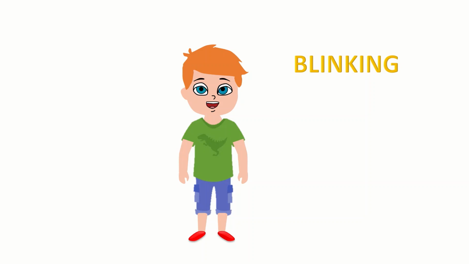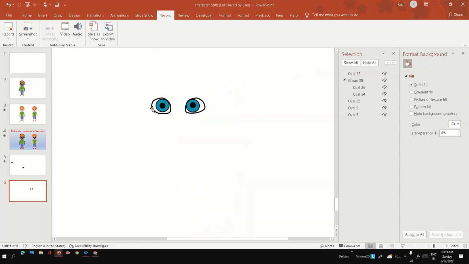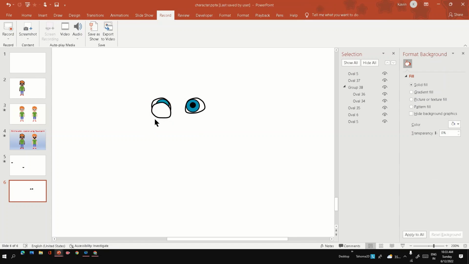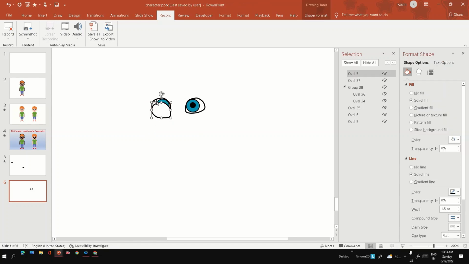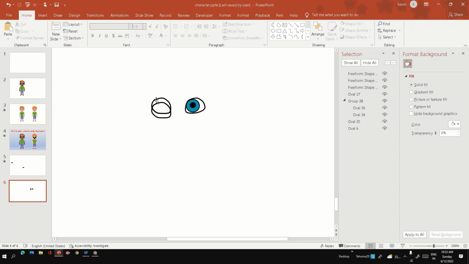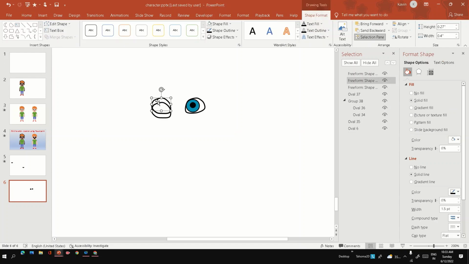Next, we will see the blinking animation. These are the eyes from our character. To have the eye blink animation, first we need to create the closing eyelid. For that, I'm going to use the merge shape option. The goal here is to create a partial eyelid that fits into the eye using the fragment option under the merge shape.